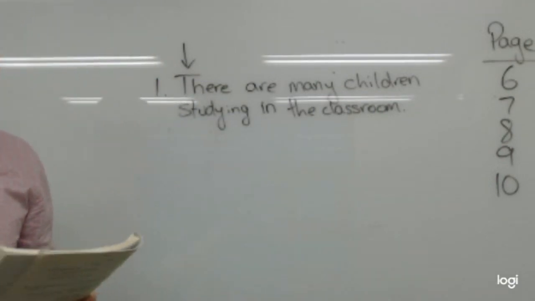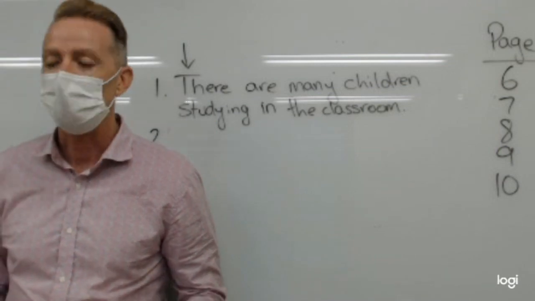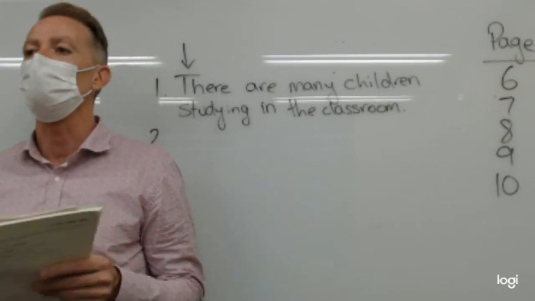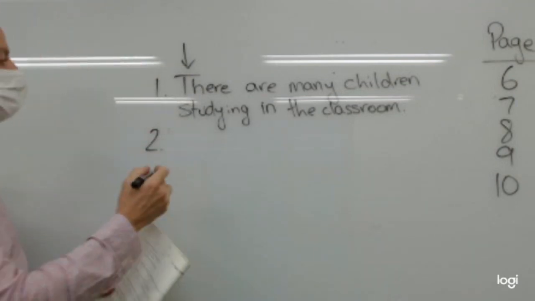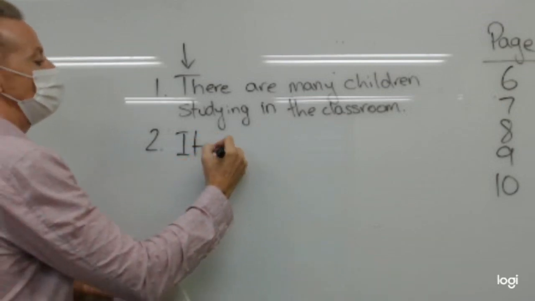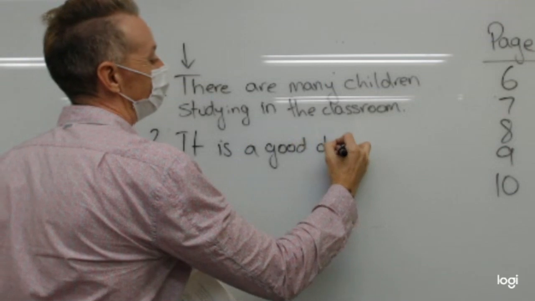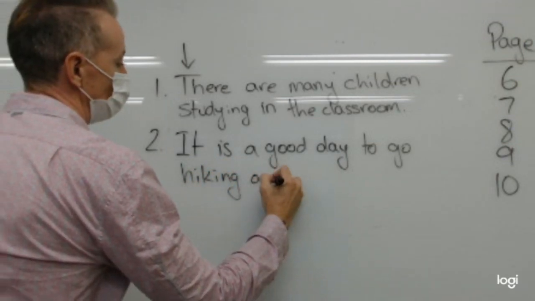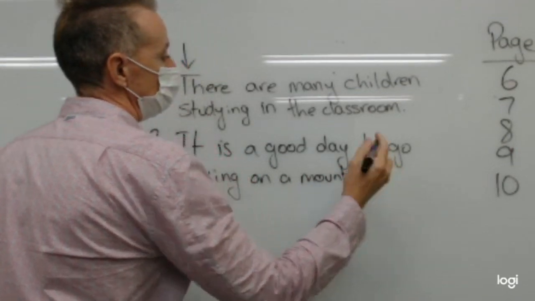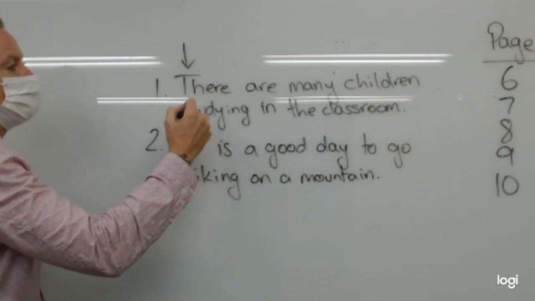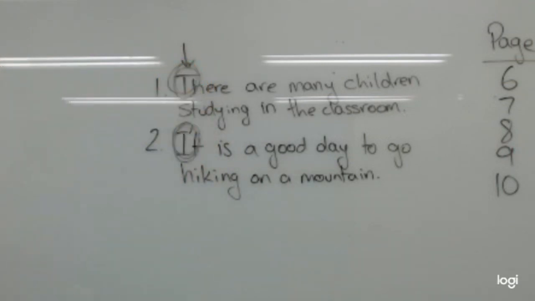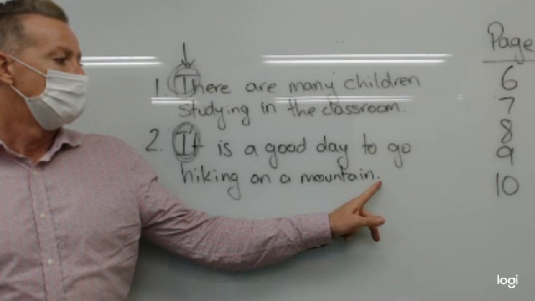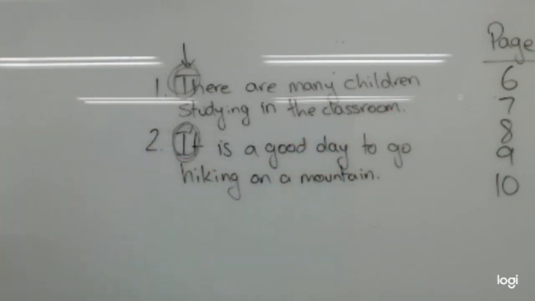Can you read the sentence, please? It is a good place to hiking on mountain. Okay, what is wrong? Something is wrong. First letter, make it a capital I. It is a good day to go hiking on a mountain. Make sure you do capital I, capital T. James, come on please, number two. Finished? Good. Don't forget, what do you have to do at the end of your sentence? A period. Make sure you put a period, please. Make sure you check your period.